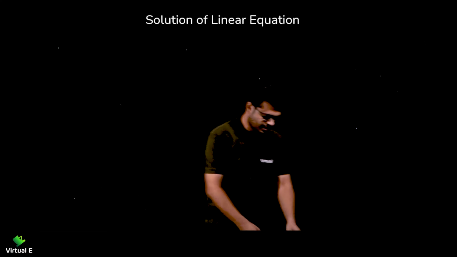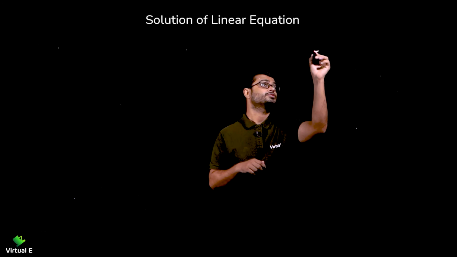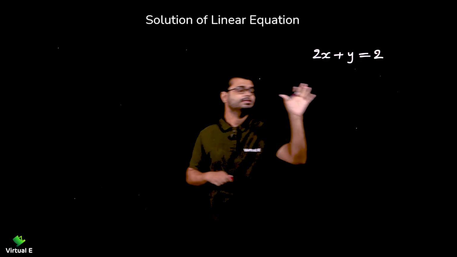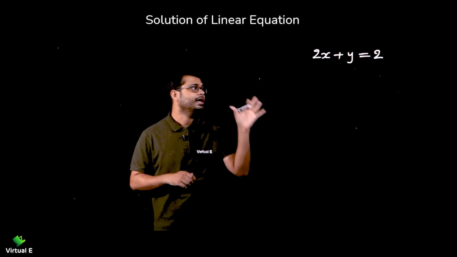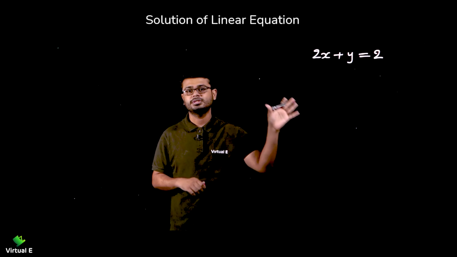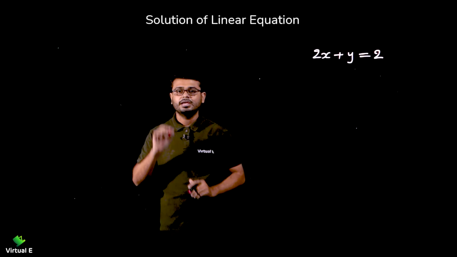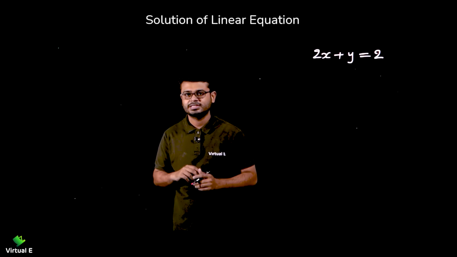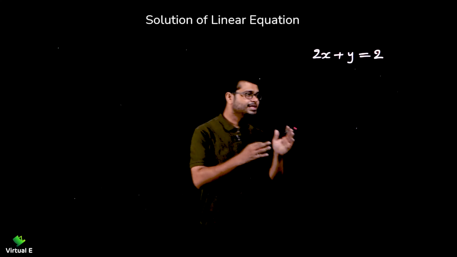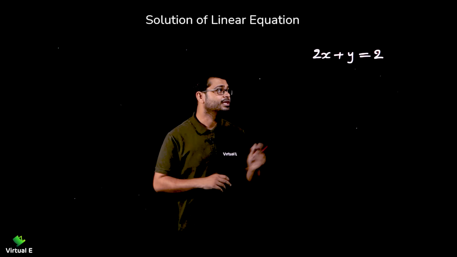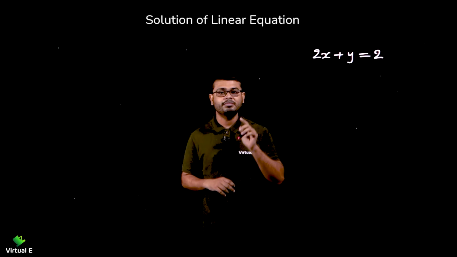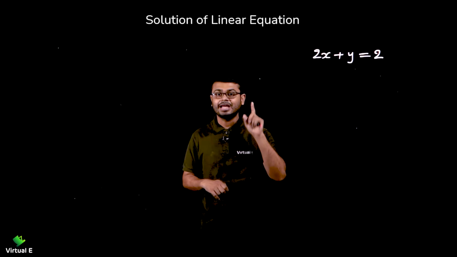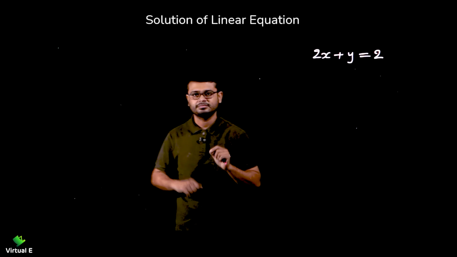So first of all, let's start with one equation, which is 2x plus y is equal to 2. This is not in standard form, no worries. I want to get the solution of this equation. Now remember, in the case of a linear equation in one variable, we got only one value of x, only one solution. Let's see how many solutions we get in this case. Here, the solution will have one value of x and one value of y. Remember, that will be the solution of this equation.